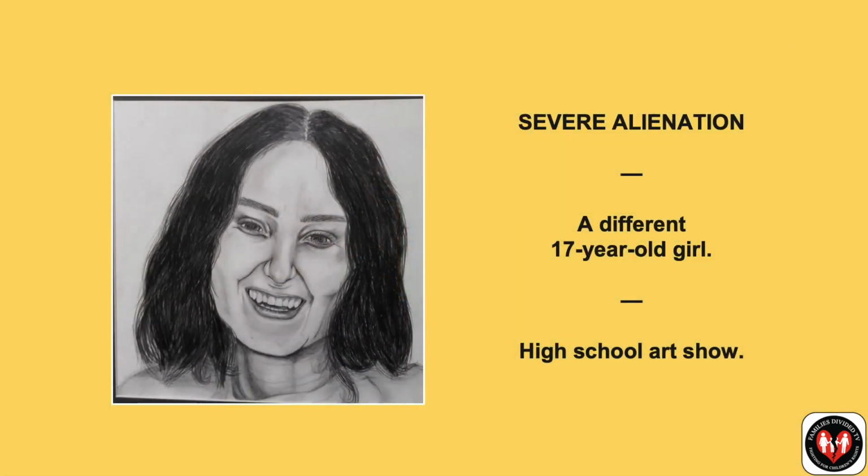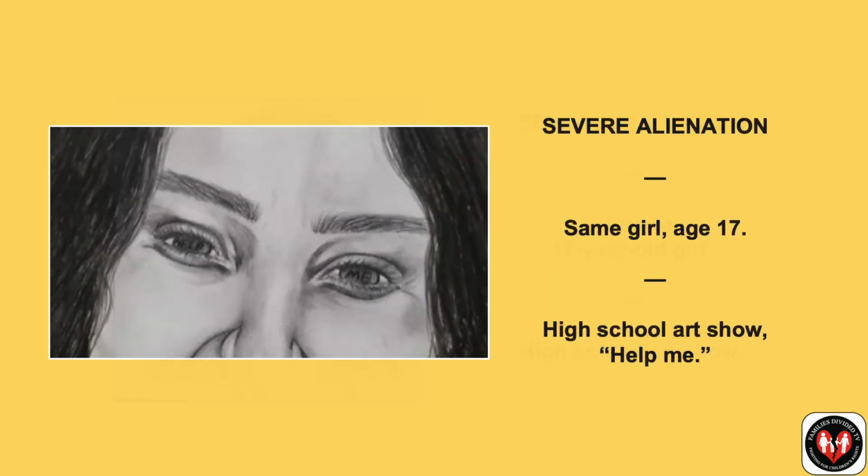Here's another self-portrait by an older child, a 17-year-old high school student. And it's also a picture of severe alienation. But you can see this is a pretty nice picture of herself, I think. And she has some talent in art. It's a good picture. But in the next slide, I'm going to show you a close-up of her eyes. So here, take a look at this.